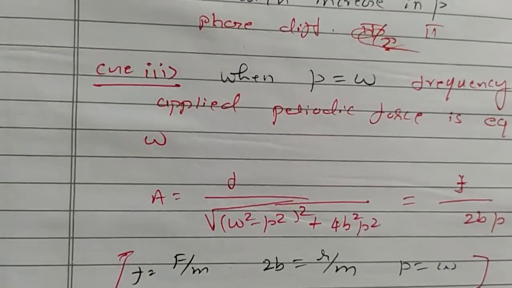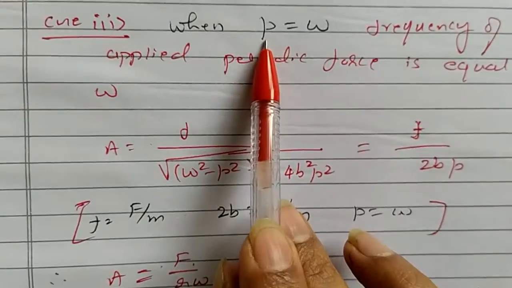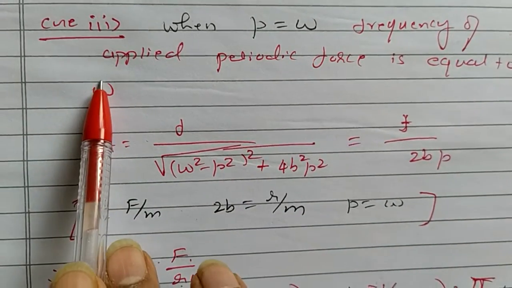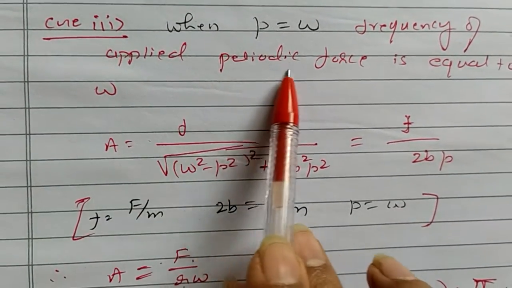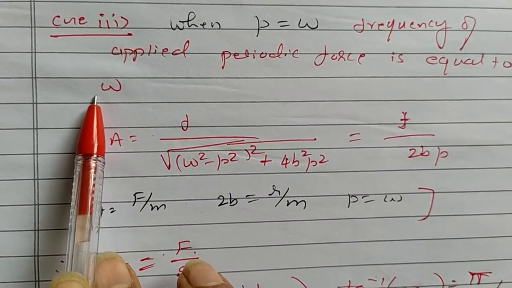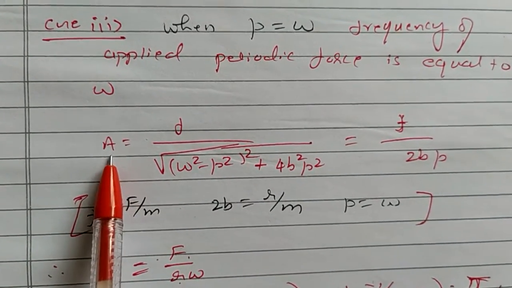In the third case, when P is equal to omega. What is P equal to omega? The frequency of the applied periodic force is equal to the natural frequency of vibration. This is the case we call resonance. This case is called the resonance condition. In this case, what is the formula?